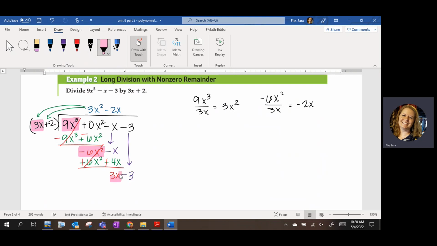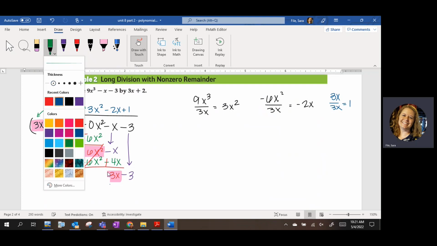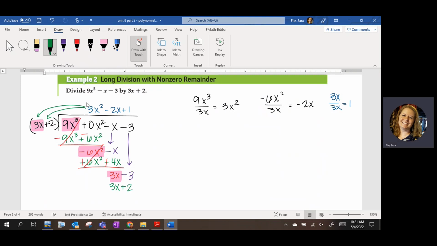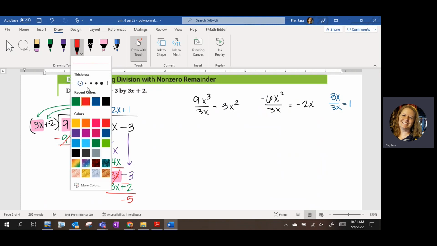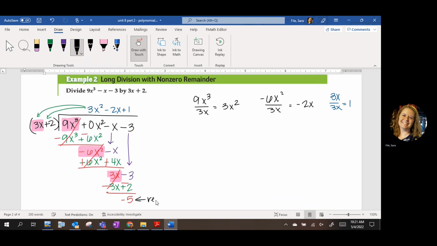And I'm ready for one final go round. We ask ourselves, what is 3x divided by 3x? That's 1. So this is a plus 1 in the constant place of the quotient. So multiplied by 3x plus 2, that is 3x plus 2, right? I draw my line and change my sign. So this becomes -5. And there's no other term to bring down. I'm done. So this time I do have a remainder, which means 3x plus 2 was not a factor of this polynomial. It did not divide out evenly.